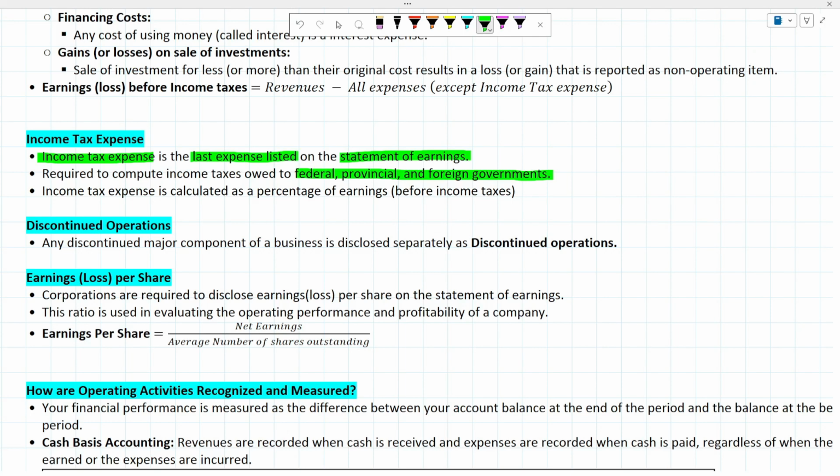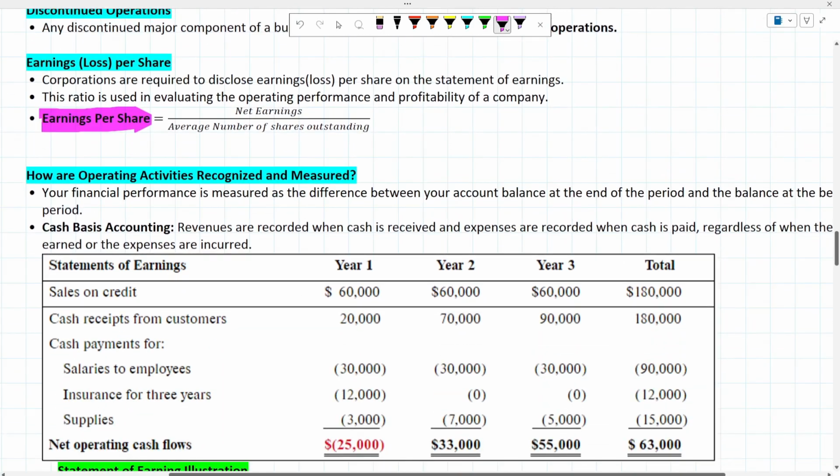Earnings or loss per share. So corporations are required to disclose their earnings or losses per share on the statement of earnings. This ratio is used in evaluating the operating performance and profitability of a company. So earnings per share, I'll put this in pink. Let's just pretend that arrow is not there. So earnings per share is equal to net earnings divided by the average number of shares outstanding.